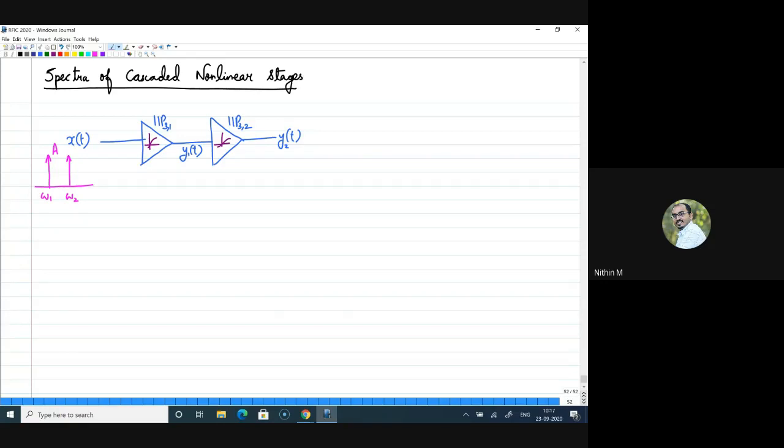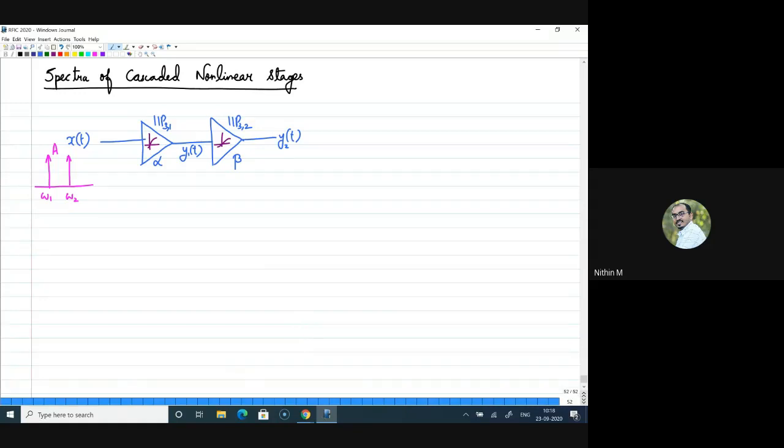If I draw the spectrum at the output of the first stage, that is y1 of t, the input tones which I am applying will definitely be amplified by the first stage, and those terms will be available at the output of the first stage. Those terms will be amplified again by the second stage as well. In order to denote the stage-wise representation with the coefficients, I will be using alpha for the first stage and beta for the second stage.